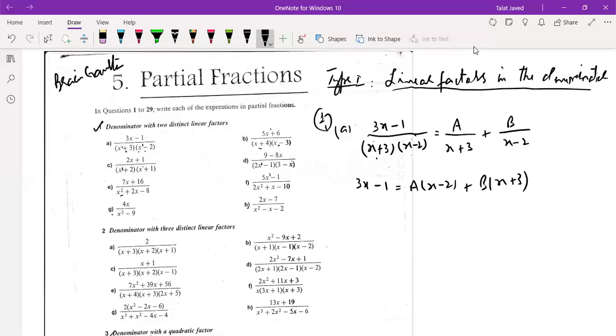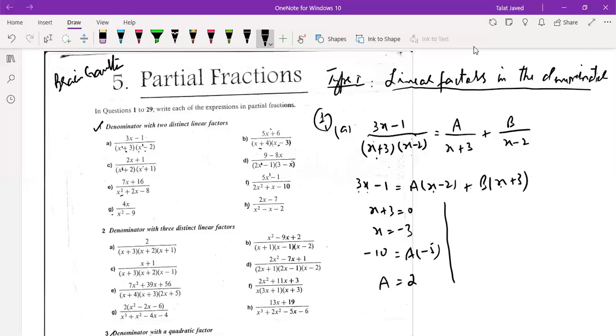First of all, if we put x plus 3 equal to 0, we get x equal to minus 3. Now put this value of x in this equation. 3 into minus 3 is minus 9, minus 1 is minus 10. So A into, if we put minus 3 over there, minus 3 minus 2 is minus 5. The B term, if we put minus 3 plus 3, is 0, so the whole term will be 0. So A will be equal to minus 10 over minus 5, which is 2.